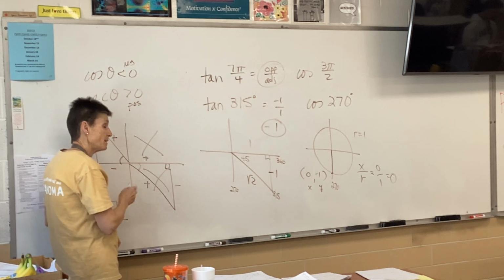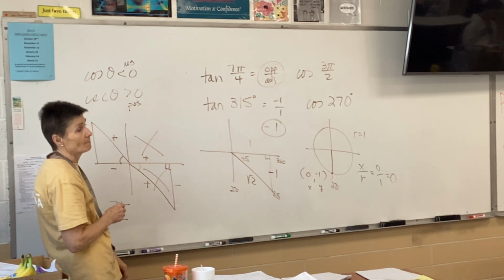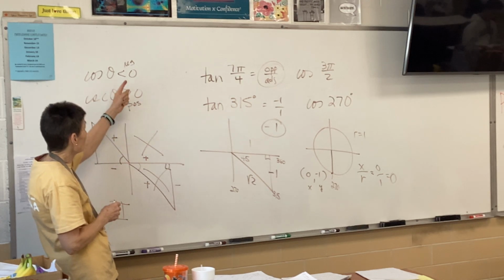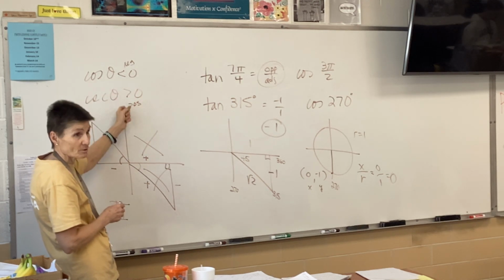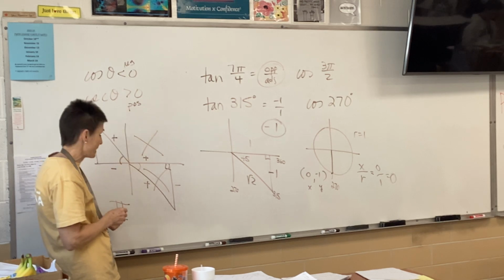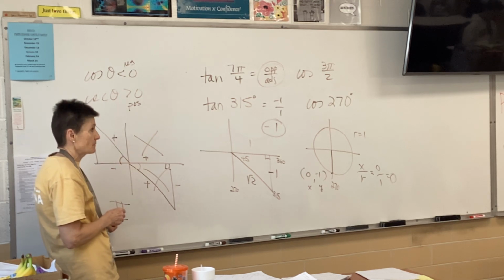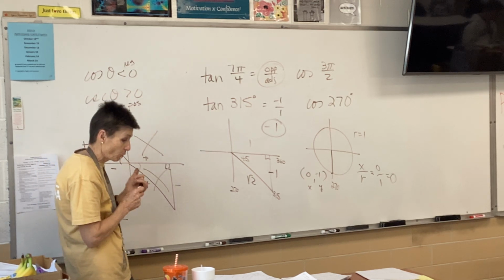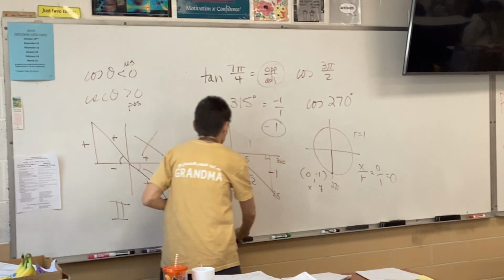There's only one quadrant that's going to work. So as soon as you find one that makes both of the parts of the problem okay, that's your answer. You just keep working your way around.